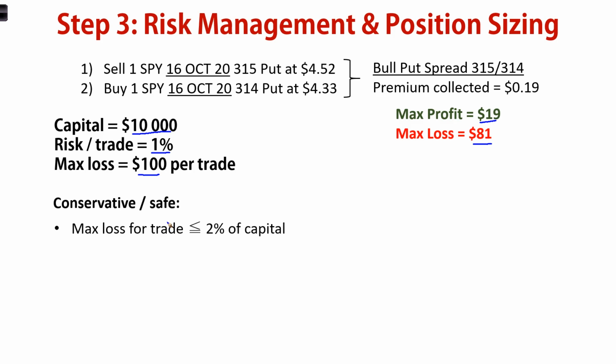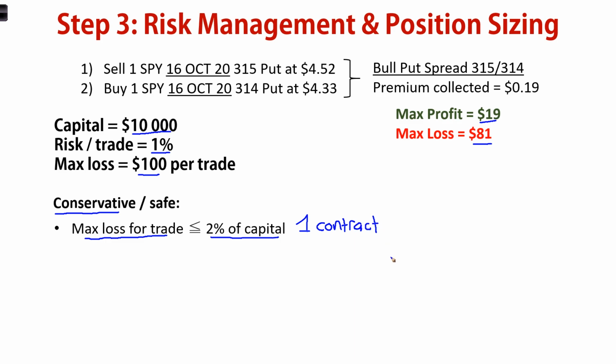Now, there are a few ways you can go about trading the strategy. The first one is to be conservative and the safest of all. When you adopt this behavior, you can follow this rule. The max loss for the trade should be less than 2% of your capital. And since we are only risking 1%, which is $100 per trade, this criteria is easily satisfied. And the max loss for the trade is $81. Therefore, you can only take up one contract.